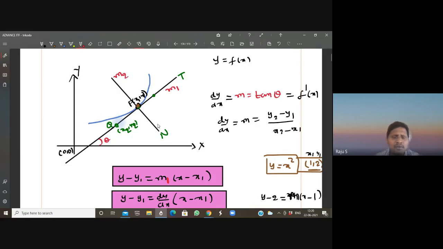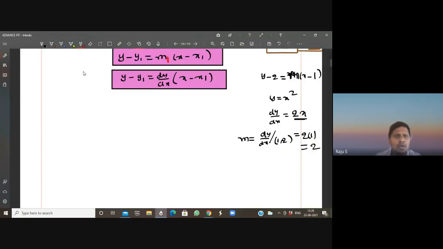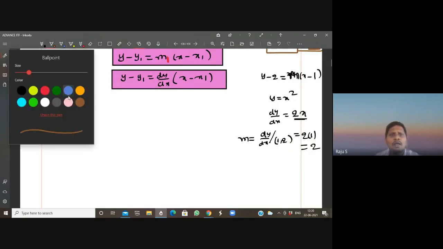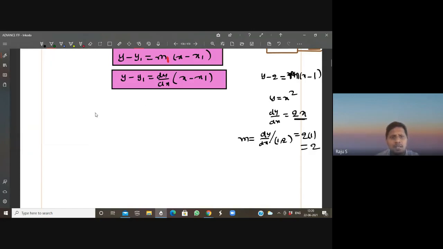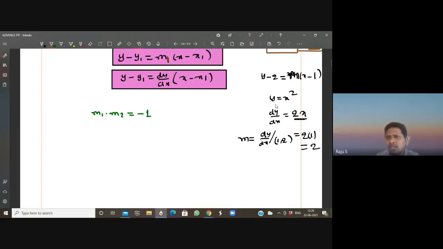I'm taking the slope of the normal as m2. Since we know that the angle between tangent and normal is 90 degrees, when two lines are perpendicular, we know very well that the product of their slopes is equal to what? m1 into m2 is always equal to -1. With the help of this derivative dy by dx, here we got m, nothing but m1. So when you find dy by dx, it gives the slope of the tangent alone, not the normal.